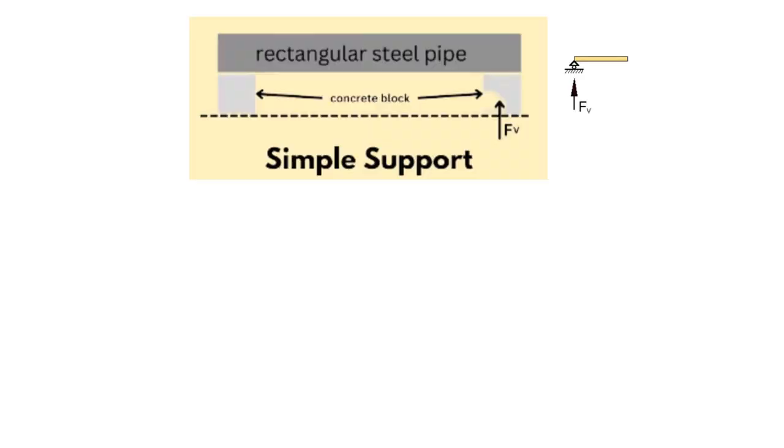Now, again, this is to reinforce what we have seen. This is a simply supported structure. Here we are assuming it is a pipe resting on a block of concrete. Here it is just resting on the beam. So this is nothing but a pinned support with a roller. This is called a simply supported condition. So vertical reaction only is possible here.